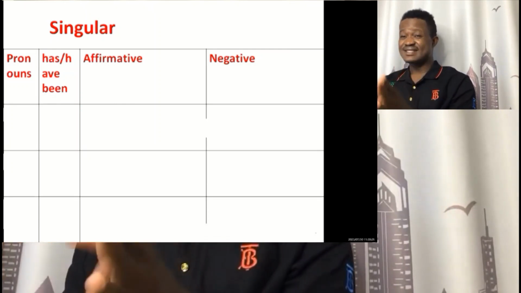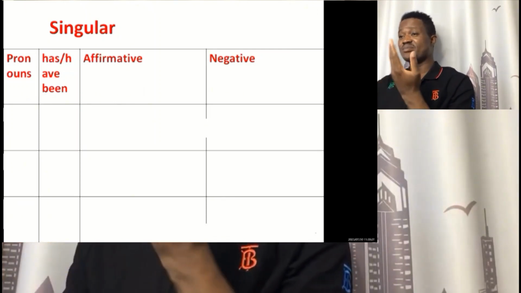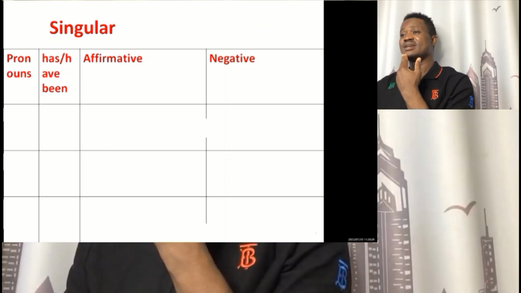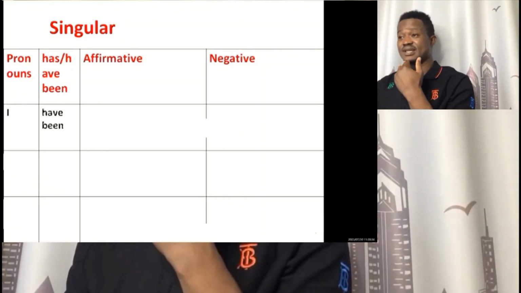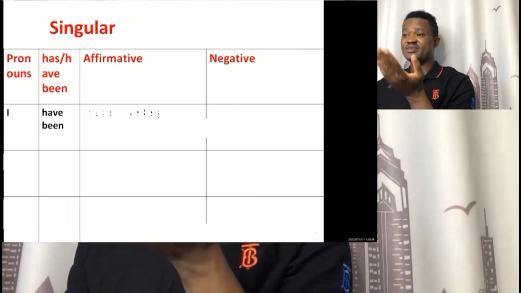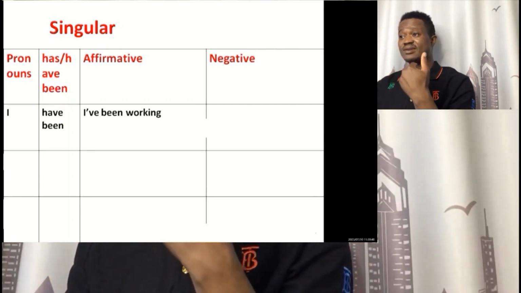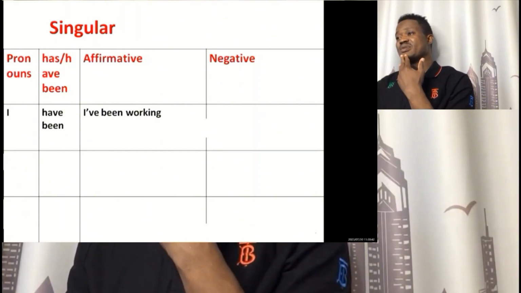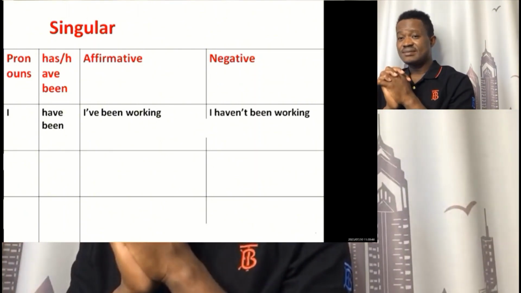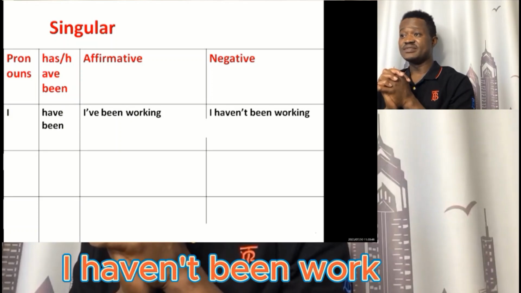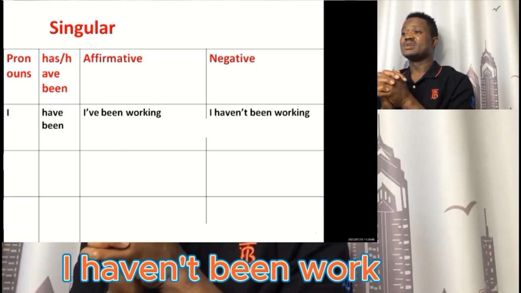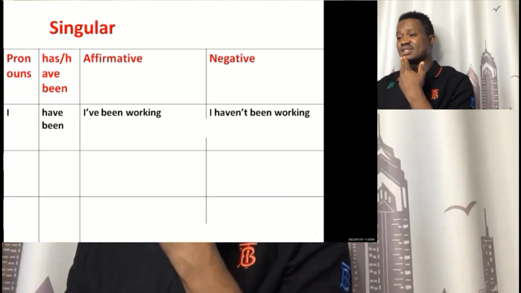In the singular form, we have the singular and plural form. This is the singular form. Pronouns. I have been. So the affirmative form is I have been working. The negative form is what? I haven't been working. I haven't been working. Let's go to the next one.